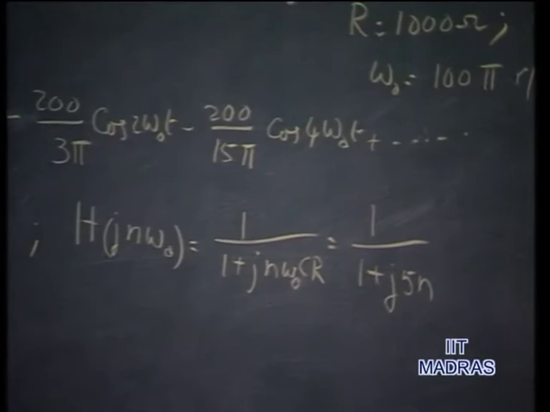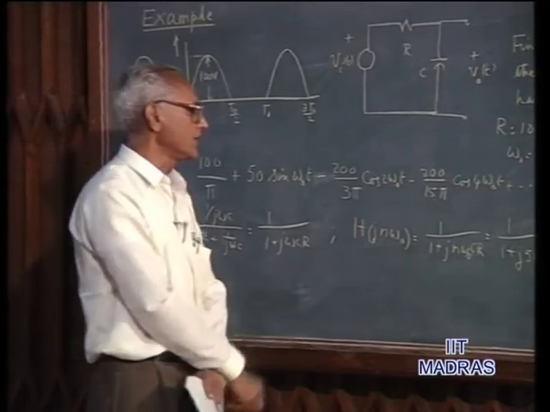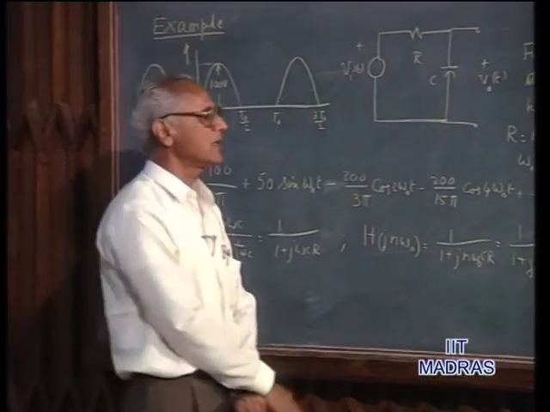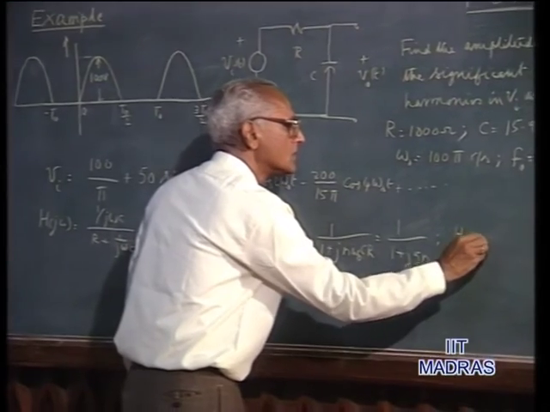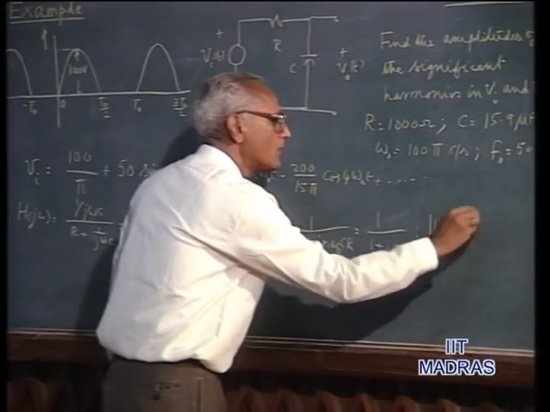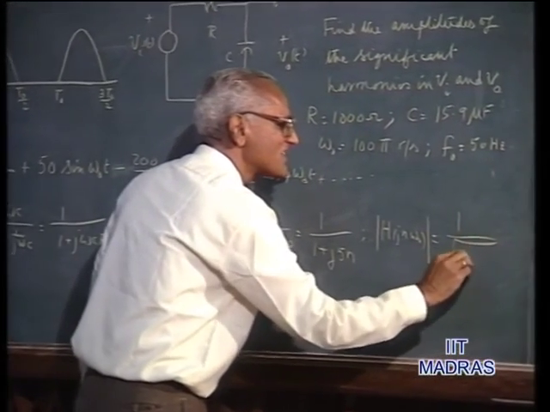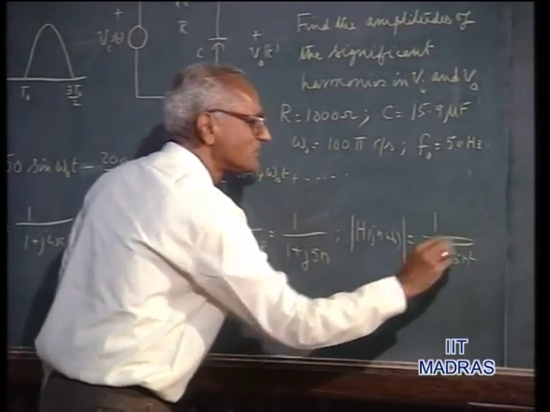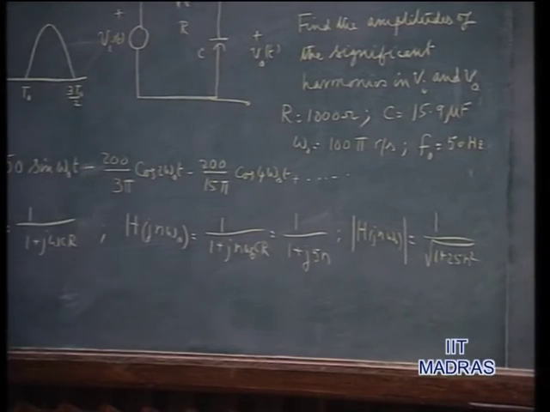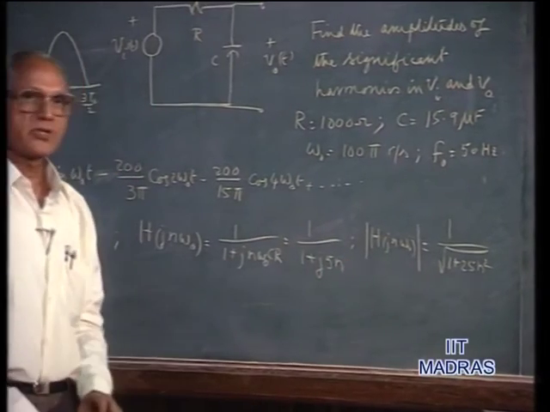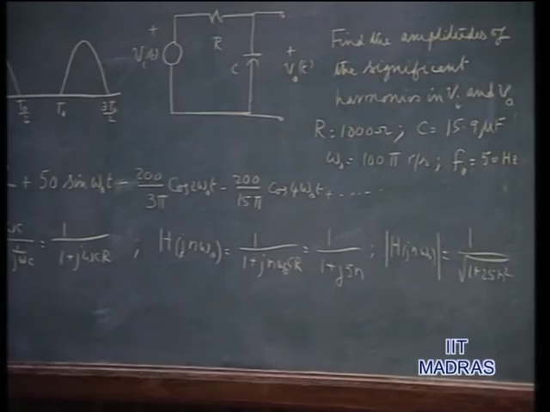In particular, we are interested only in the amplitudes of the harmonics. So we are not really interested in the angle associated with H of j n omega naught. We would like to know only the magnitude in our problem. This will therefore be 1 over square root of 1 plus 25 n square. So we know the amplitudes of each one of these harmonic terms. We know the magnitude of the system function. Now therefore we can find out the amplitudes of the output voltage.